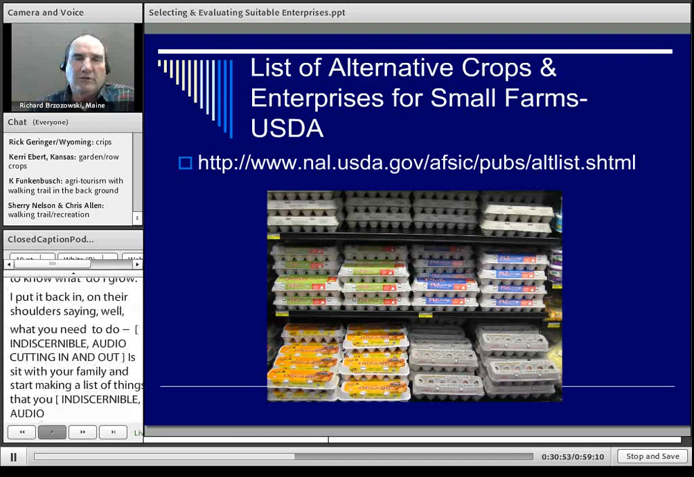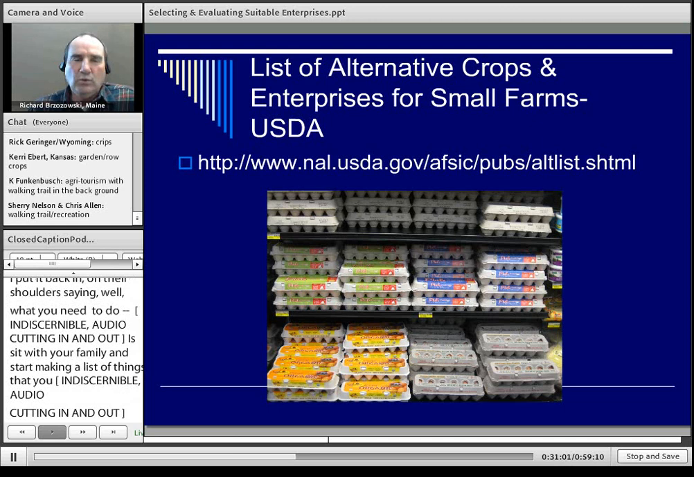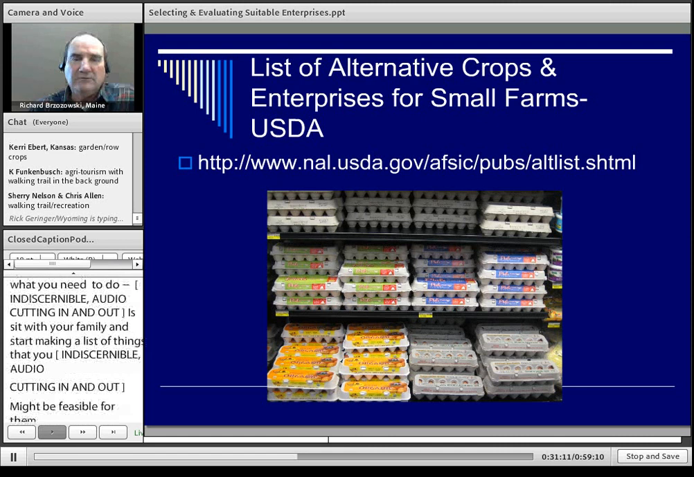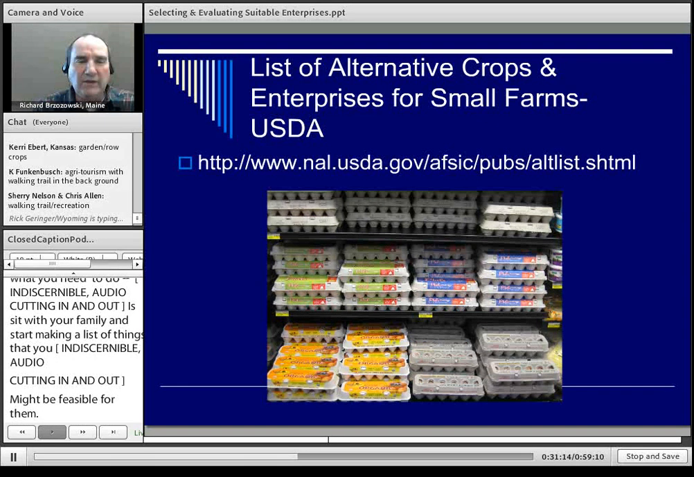So the first step for a farm or ranch family is to go through the list and start marking things that they feel might be feasible for them. Once they pick those, then they start doing some research, and that's where Extension or USDA or AgrAbility comes in, helping to fill in that information so that they can continue to learn and grow and see what would be feasible.